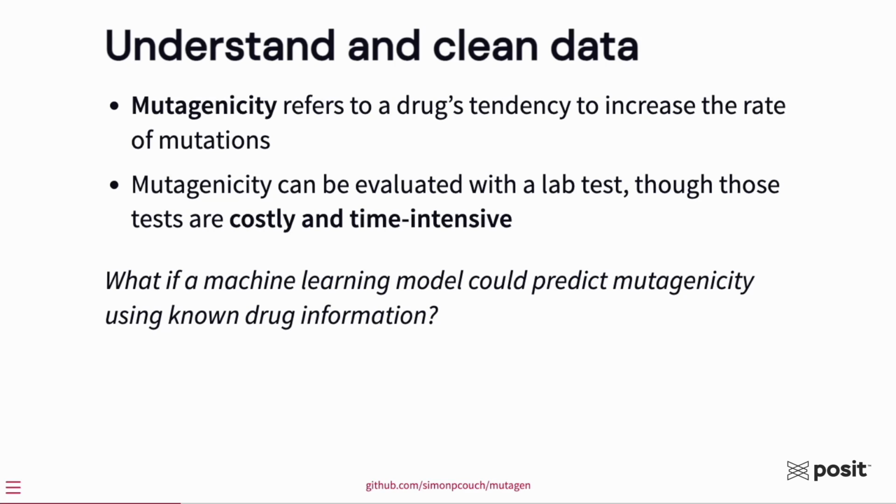So a group of scientists in our example problem converges to ask the question, what if a machine learning model could predict mutagenicity using known drug information? That is, if scientists are spending time with a new drug, using information that they already have, they can predict whether a drug is a mutagen or not, which will allow them to iterate more quickly when they're developing new drugs.